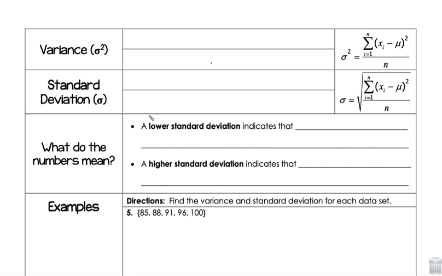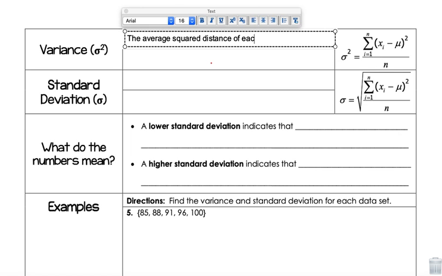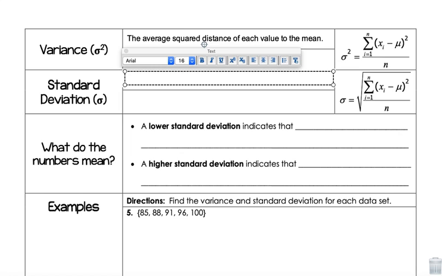The next thing we're going to look at is variance. Variance is the average squared distance of each value to the mean, and the standard deviation is the square root of the variance.